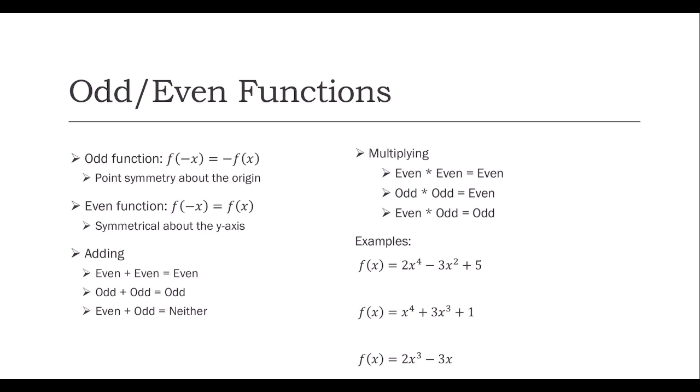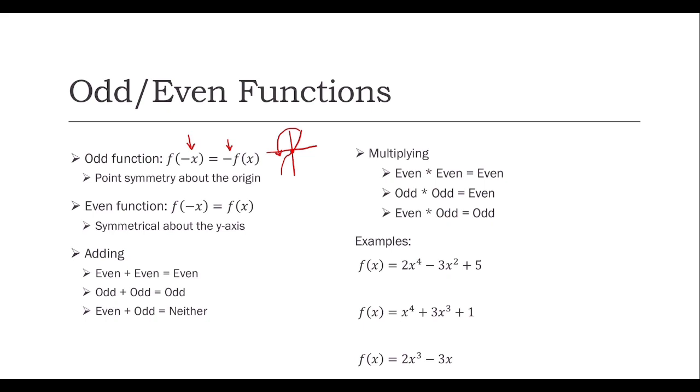An odd function is where f of negative x equals negative f of x. So it'll be equal to each other if you input negative x or if you multiply the whole function by a negative 1. So it has point symmetry about the origin, kind of like your cubic function here, if you just rotated this part 180 degrees.